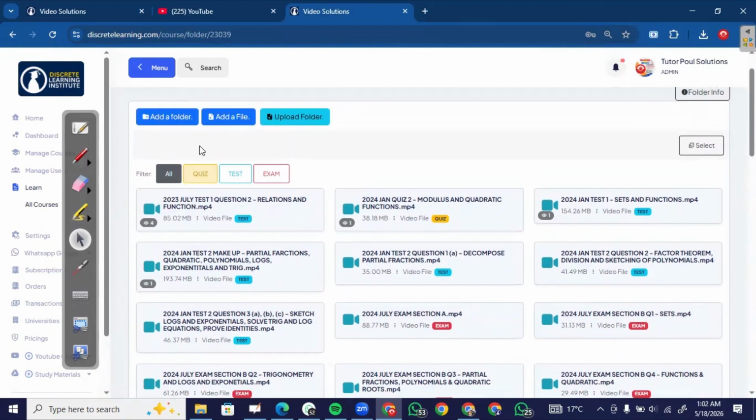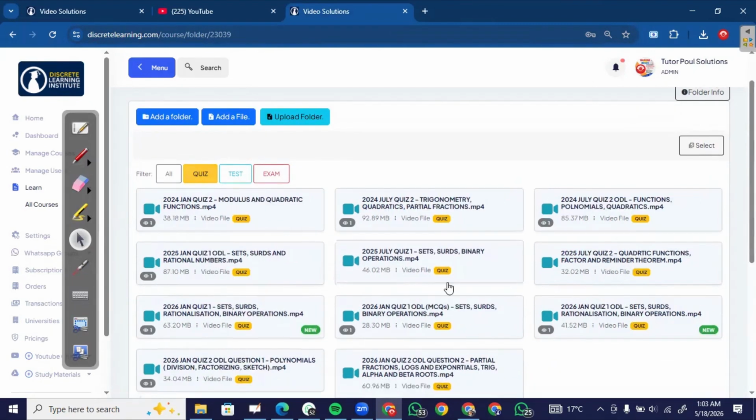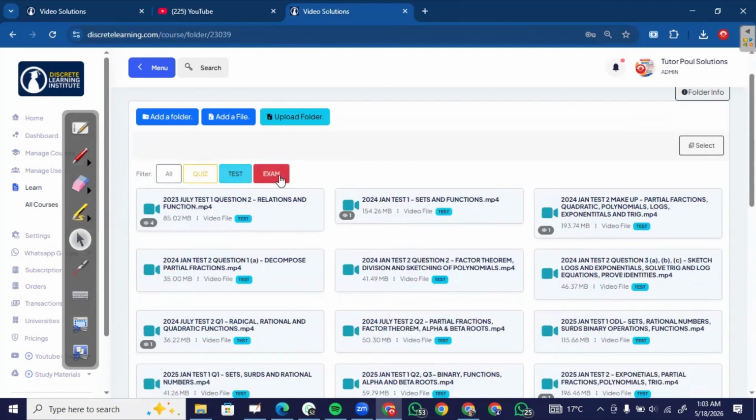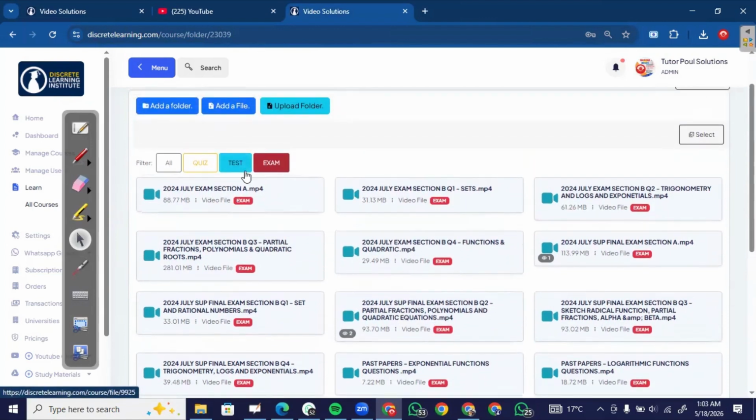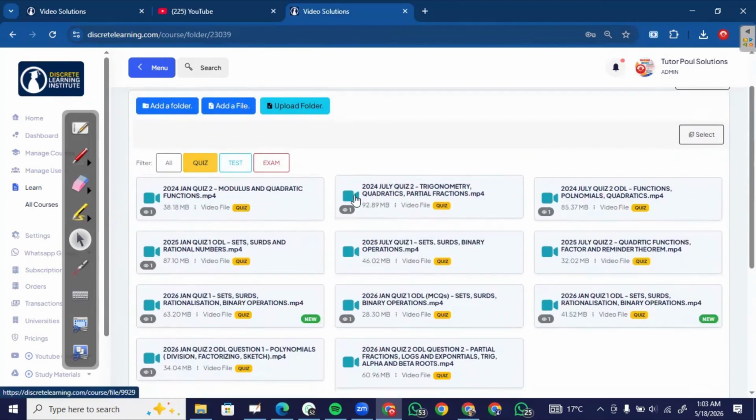Also here on top, there are these filters. If you just want to see the papers for the past quizzes, you click there and the quizzes will appear. If you want the tests, you click there and they will appear. If you want the exams, you click there and they will also appear. So these are the past exam videos, tests, and quizzes, and it's the same in all the courses.